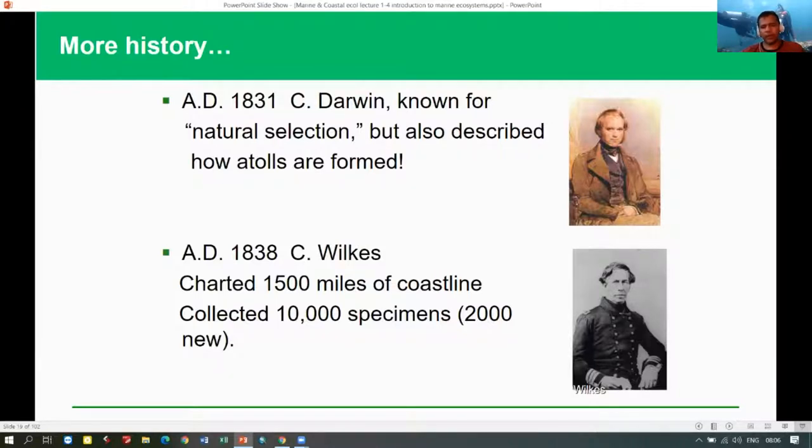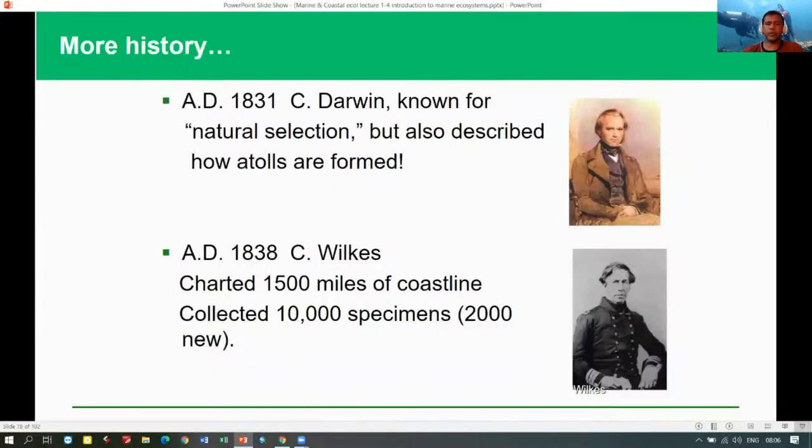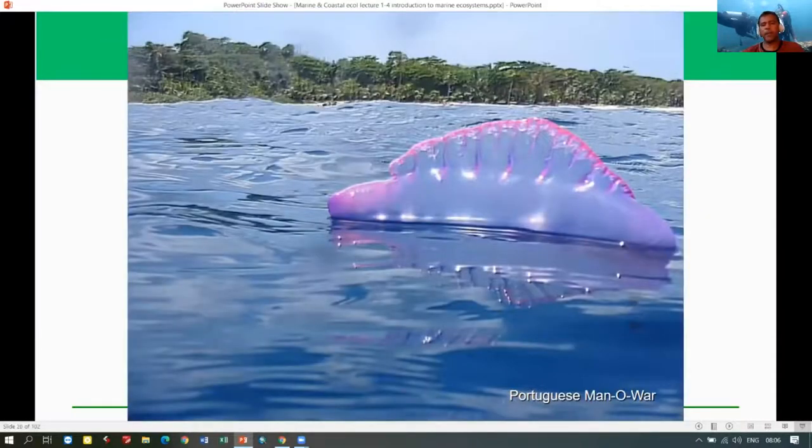Wykes is not another very famous person, but he has a lot of collections of marine organisms, and he was one of the persons who described marine organisms, right? So there is no doubt that this course is going to be very interesting, as I mentioned at the beginning.